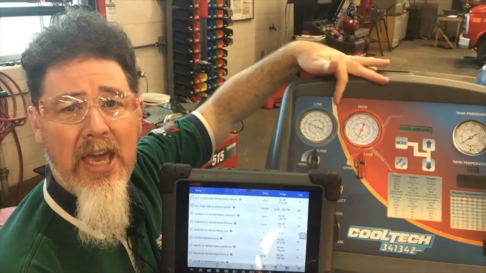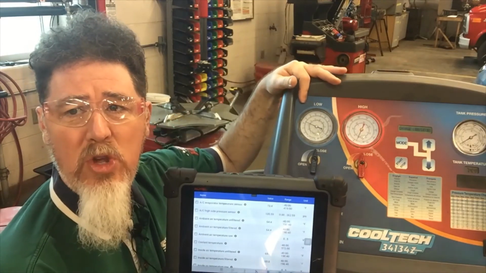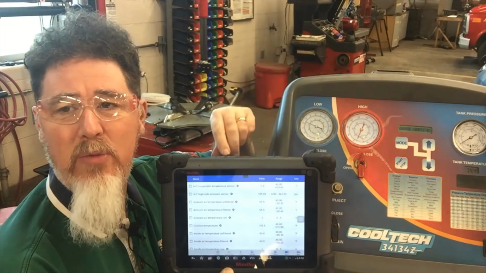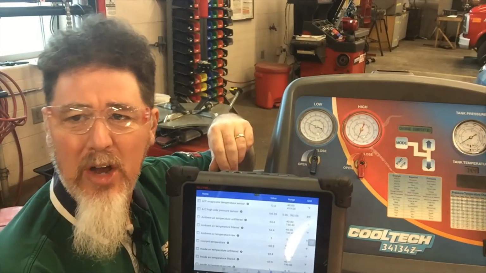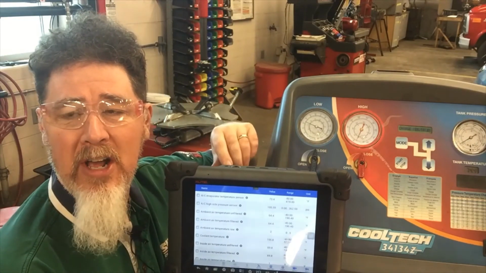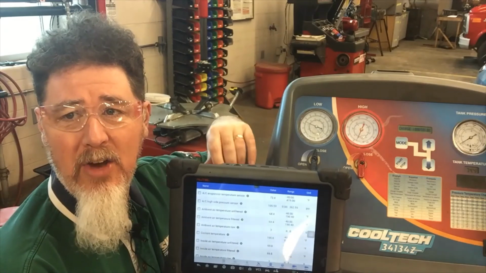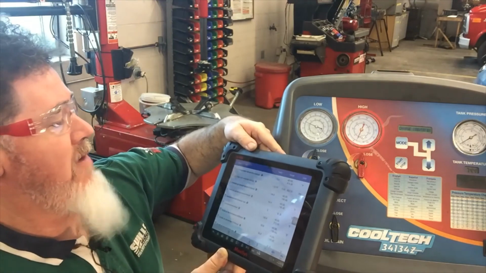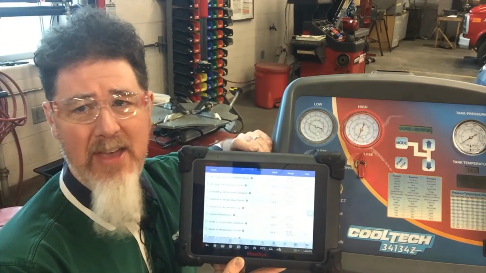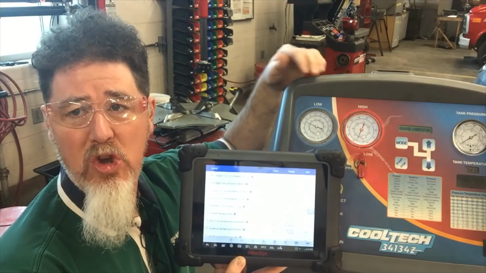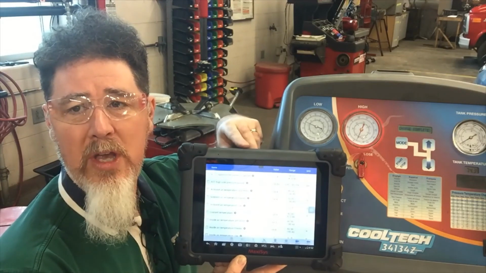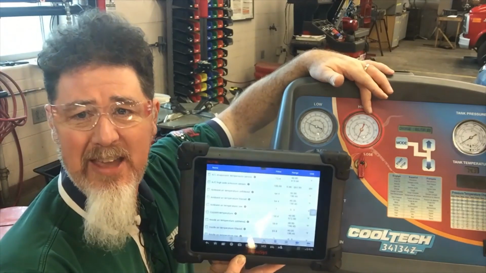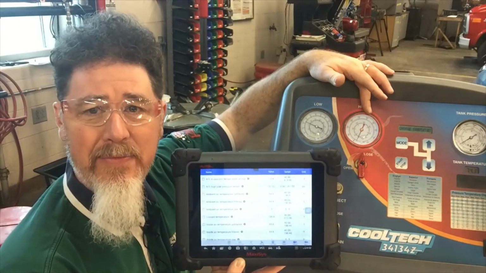The key is that when you're looking at restrictions in the system, high side restrictions are not what they seem. You would think with a partially restricted receiver dryer or condenser that the high side pressure would be very, very high. Well, in this particular condition, it is not. We're seeing around 105 psi on the high side service port, and that's all we have. But we do see a giant pressure drop between the discharge port and the liquid line, which is an indication of a restriction in the system.